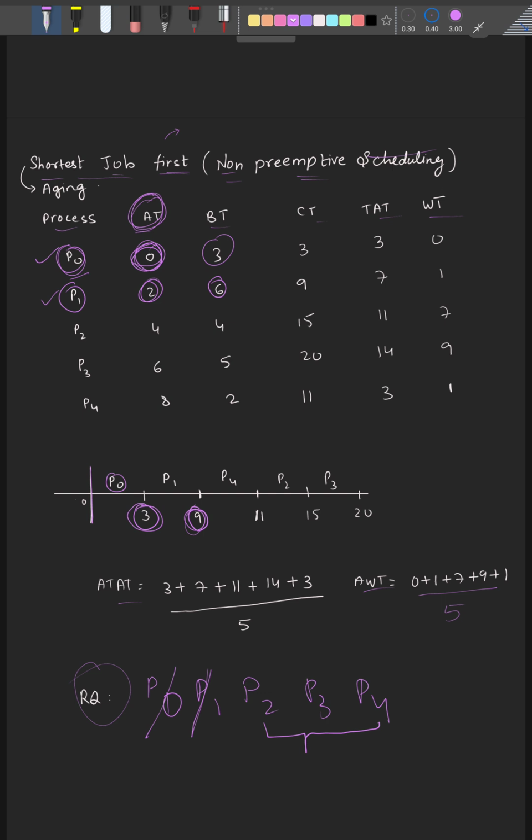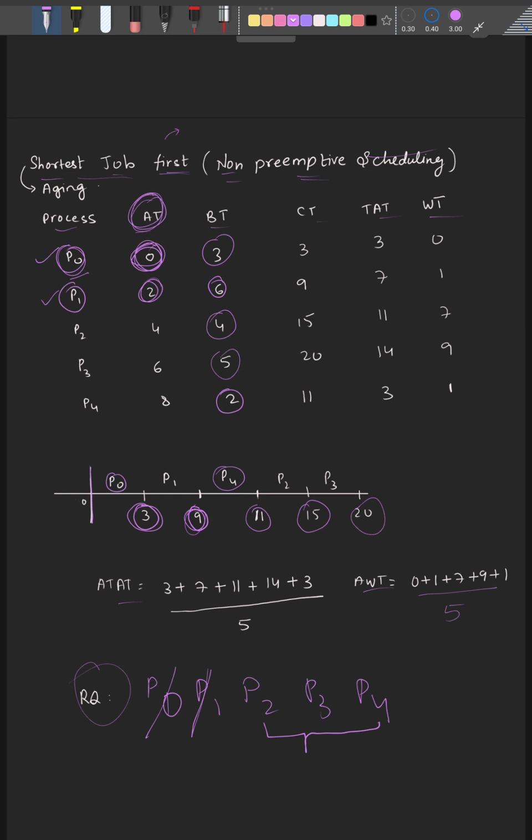Now all of them have arrived, so we can see which one has the shortest job. The burst time for P4 is the least, so we'll take process 4, which will be 9 plus 2, equal to 11. And then after that, process 2 has the shortest burst time, so process 2 for 11 plus 4, that is 15. And in the end we have 15 plus 5, that is 20 for process 3.